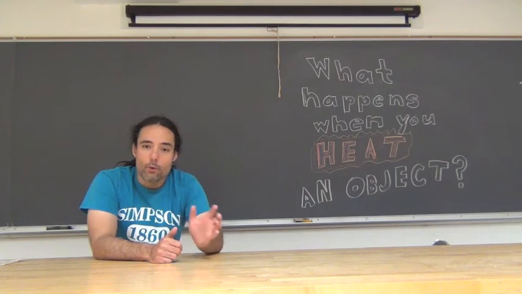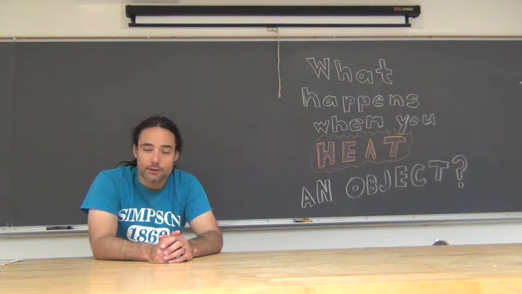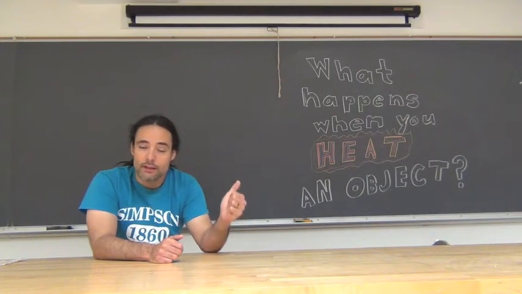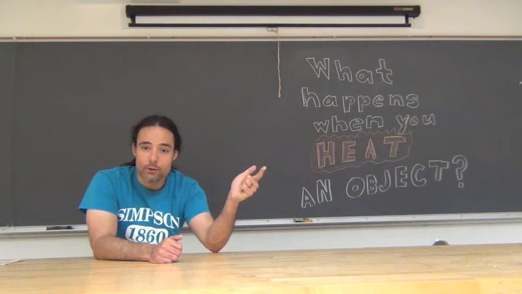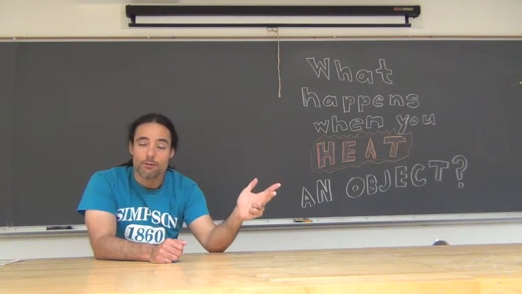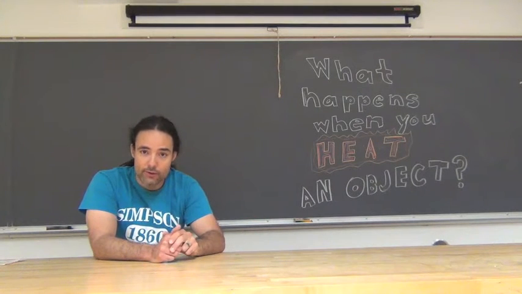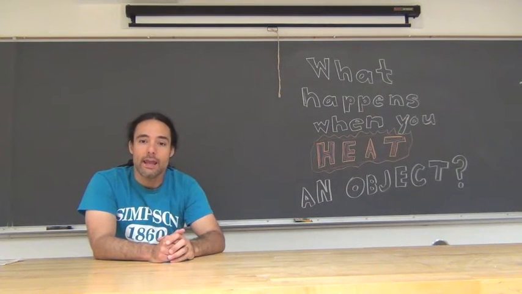We're going to talk about 4 things that can happen when you heat an object. Thing number 1, its temperature will rise. Thing number 2, it can expand or contract. Thing number 3, it can change phase. Thing number 4, it can glow.